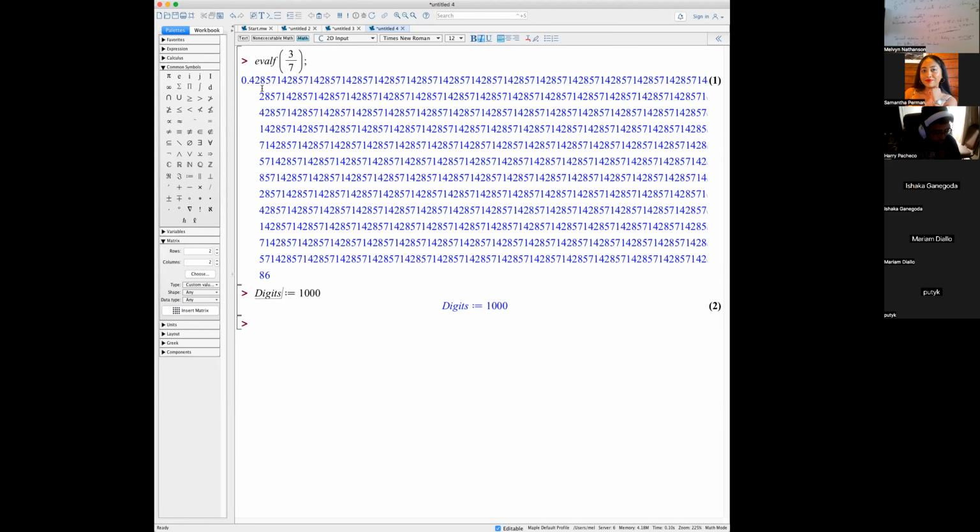Now if you look at this, you see this pattern, 4285, it just repeats forever. So if I take 3/7 and write it as a decimal, I get this repeating decimal. In fact, what's true is if you take any fraction and you write it as a decimal, it's always repeating, at least from some point on. Let's take another example. I'll just throw in some numbers at random.